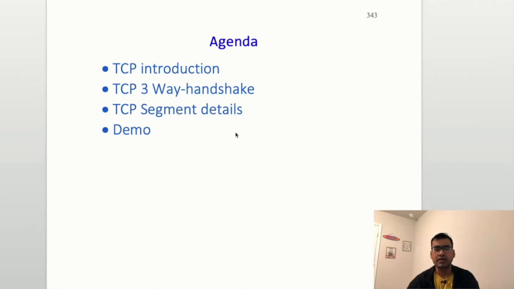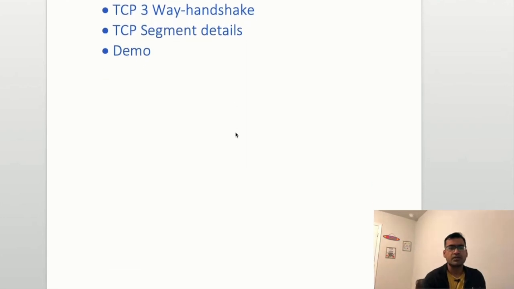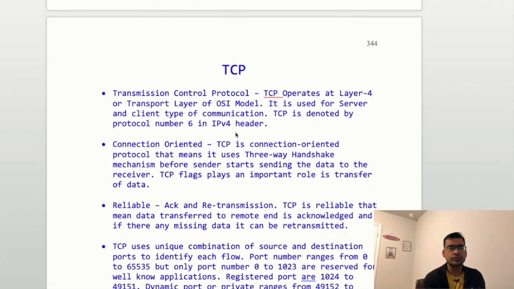Then there is a practical demo. I'm going to simulate two Ubuntu-based PCs as a server and client, and we will see in real time with the Wireshark capture how this TCP handshake happens and what the different flags are. Especially, we are going to see the different flags, how they are getting exchanged and what that means. Alright, so let's get started with the TCP introduction.